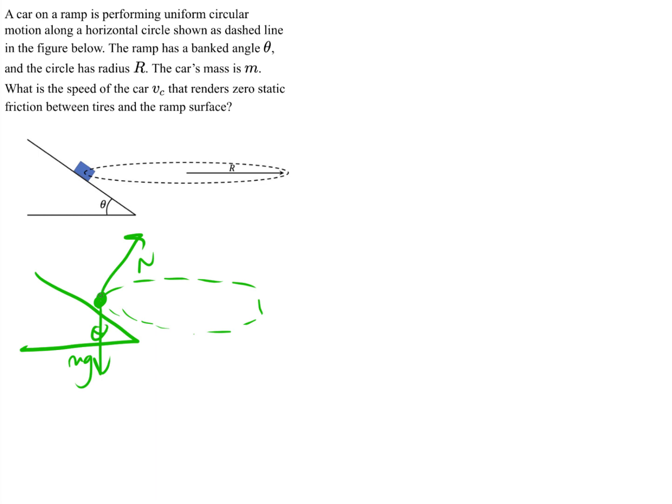Now we can decompose this normal force into its horizontal and vertical components. The horizontal component is simply the normal force times the sine of theta, because theta is right here, and you can use basic trig for that. And then the vertical component is the normal force times the cosine of theta. And these are all the variables we'll need.